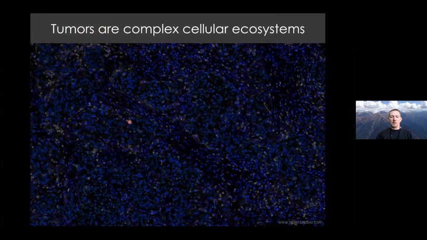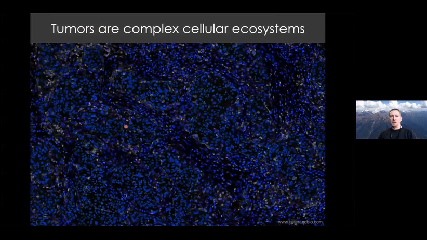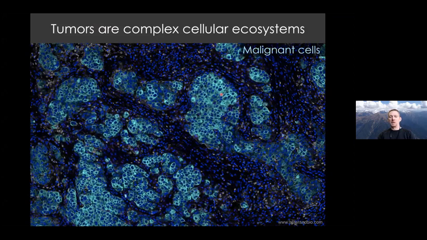So as everybody here knows, tumors are very complicated, really ecosystems. This is a slice through a breast tumor where the nuclei of the cells are stained with DAPI in dark blue. You can see it looks like a relatively homogeneous sheet of cells in this slice. But if we start to bring in markers for specific cell types, for example, the malignant cells, we can see that there's actually a lot more structure to this tumor. It's really a tissue in itself.